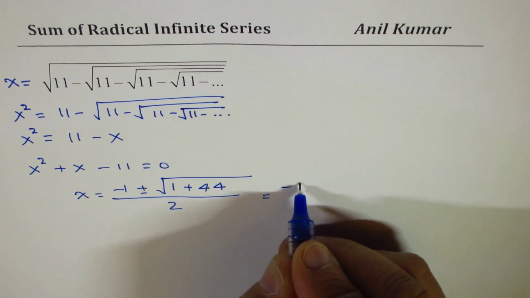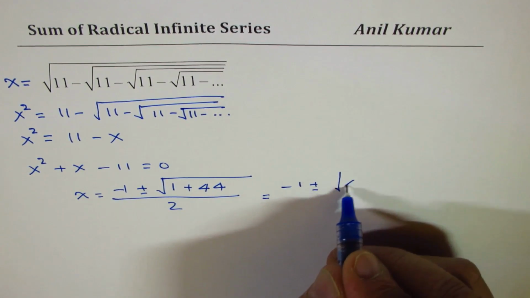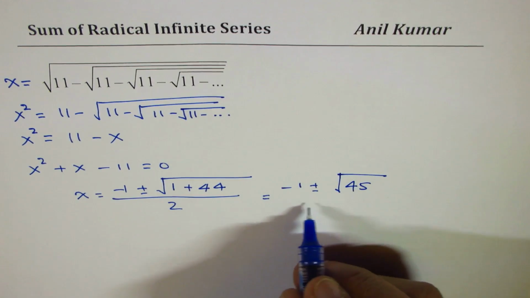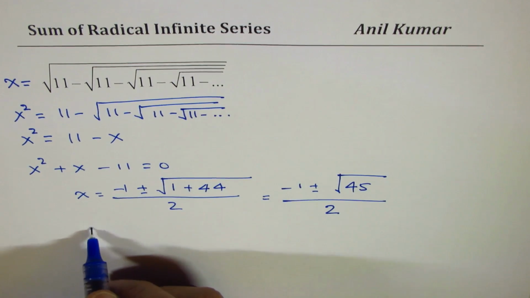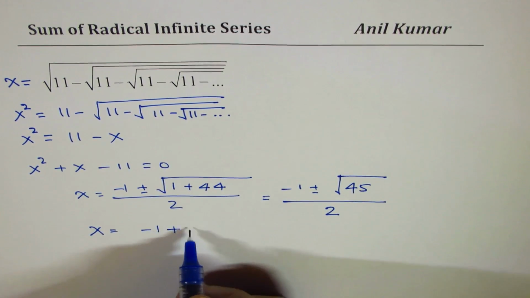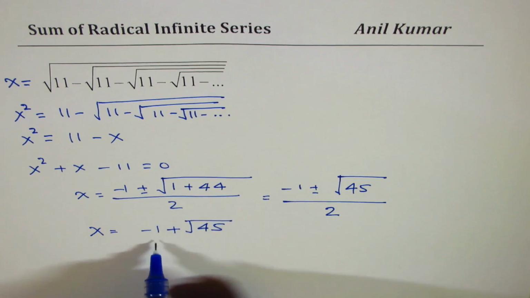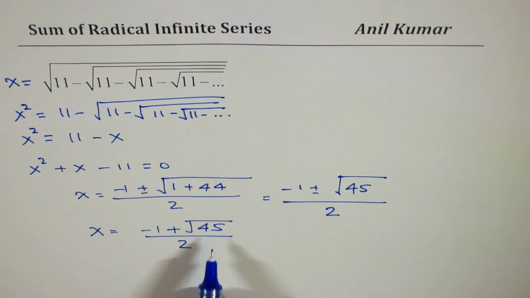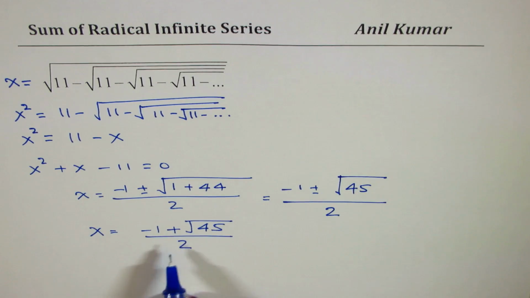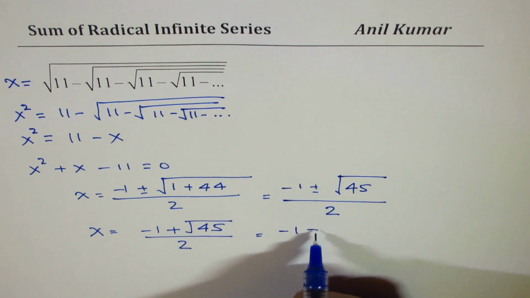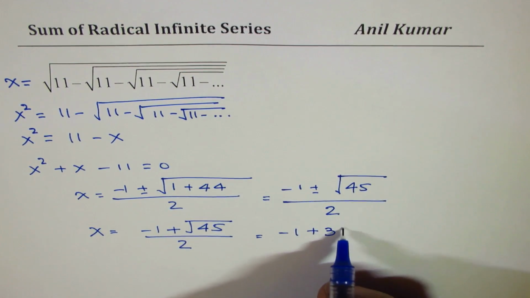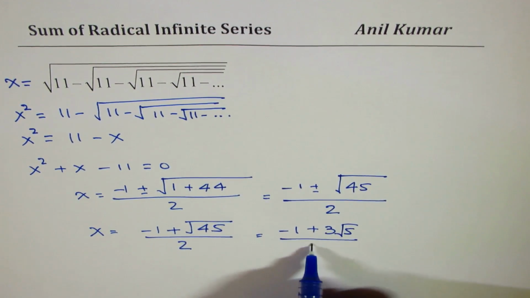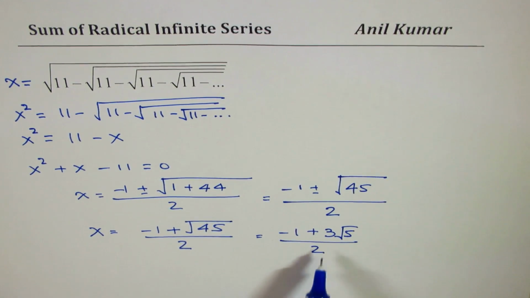So that gives you minus 1 plus minus square root of 45 divided by 2. Since it cannot be negative, what is your answer? X is equal to minus 1 plus square root of 45 over 2, right? Of course, 45 can be written as 9 times 5. So I could also write this as minus 1 plus 3 square root 5 over 2. Do you see that? So that becomes the solution of the given question.